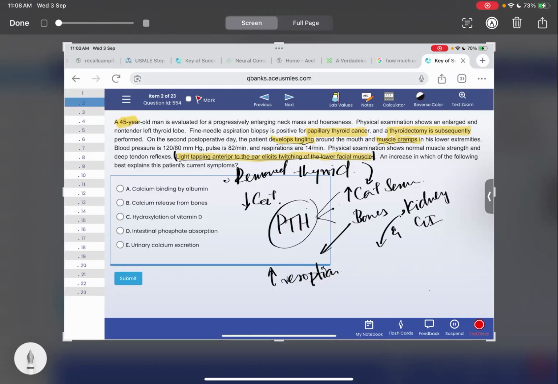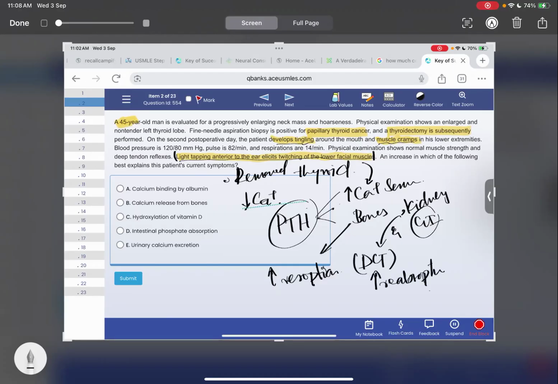I'm going to make it simple for you. Okay. Thanks for the assistance. And what does it do in kidneys? In the distal convoluted tubule, it will increase reabsorption.